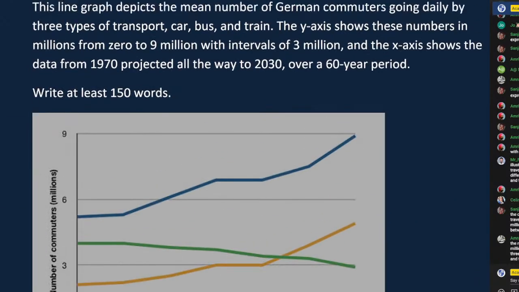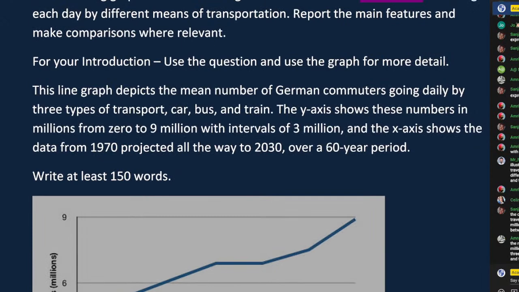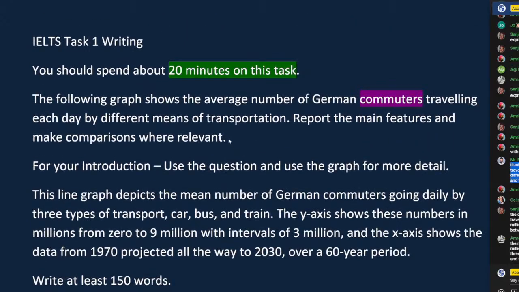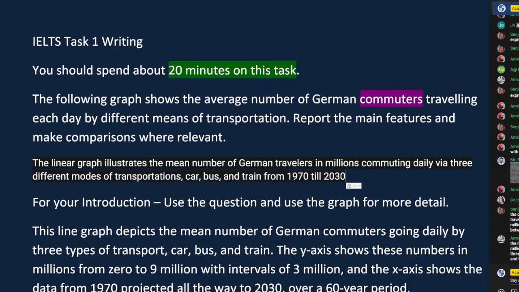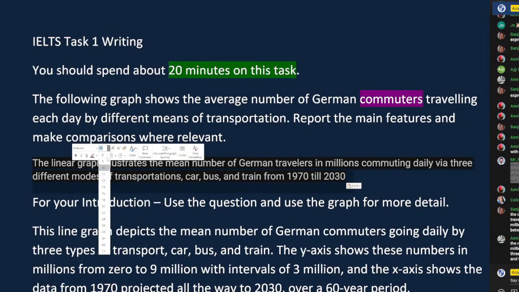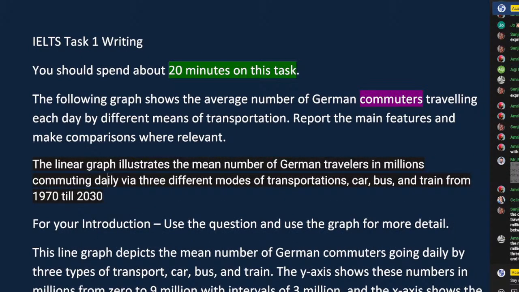Okay? All right, Mr. Rahul Preet. So this is kind of one of the great parts of being a member of our channel. We can take a look at your writing in a little bit of detail, and this is what Mr. Rahul Preet writes. The linear graph illustrates the mean number of German travelers in millions commuting daily via 3 different modes of transportation.